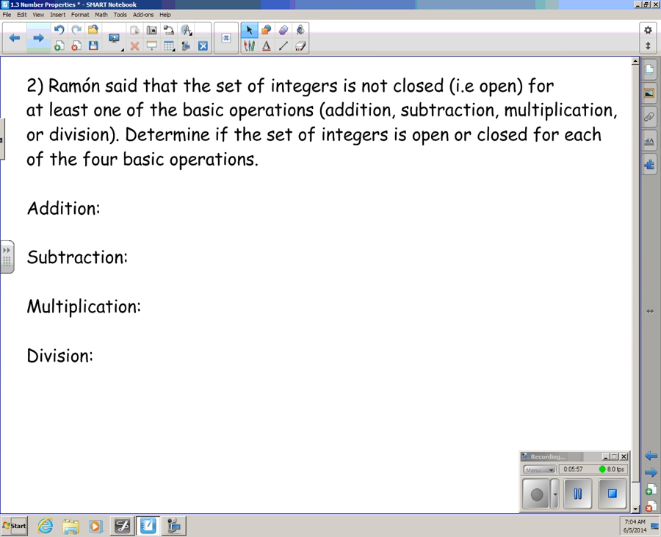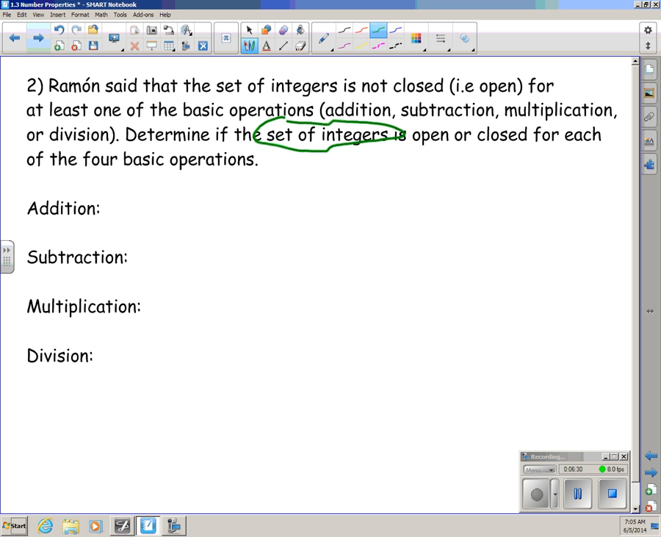Okay, next, this is going to talk about closure. Ramon said that the set of integers is not closed, which means it's open, for at least one of the basic operations: addition, subtraction, multiplication, or division. Determine if the set of integers is open or closed for each of the 4 basic operations. So the numbers we're dealing with are the set of integers. So you want to think, operations on integers, do they produce integers? So you can try it out with some integers.